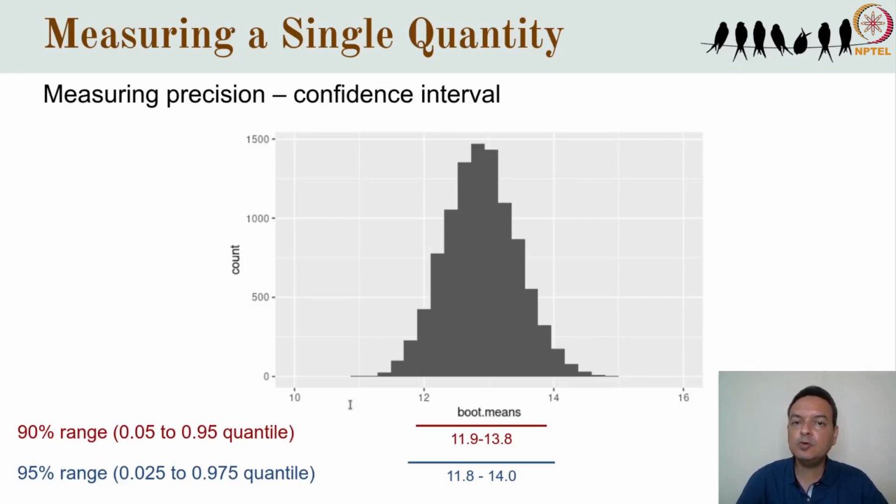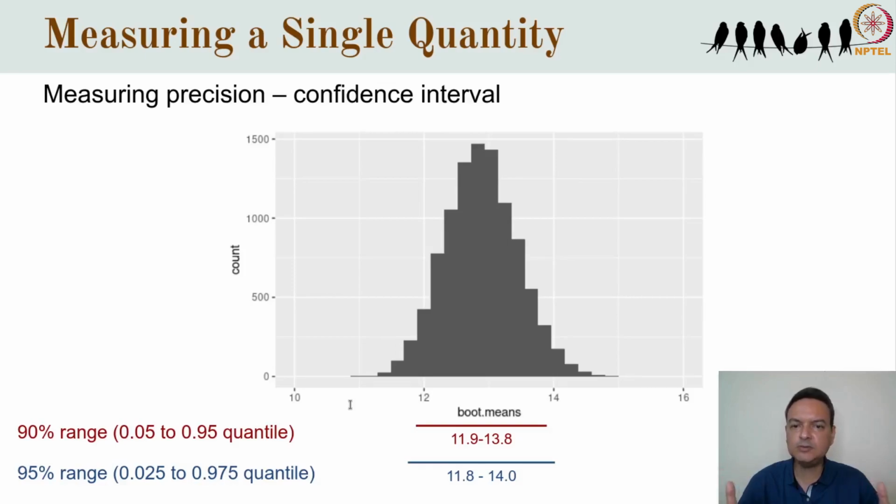Well, one way to do this is to go back to the distribution of bootstrap means. And now we take advantage of what we've learned about percentiles and quantiles. We could ask what value corresponds to the 5th percentile or the 0.05 quantile, and what value corresponds to the 95th percentile or the 0.95 quantile. If you're following carefully, you will realize that 90% of the distribution lies between the 5th and the 95th percentile. If you haven't understood this, it might be good to go back and review the section on quantiles.